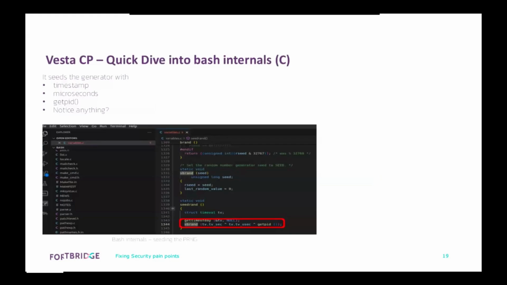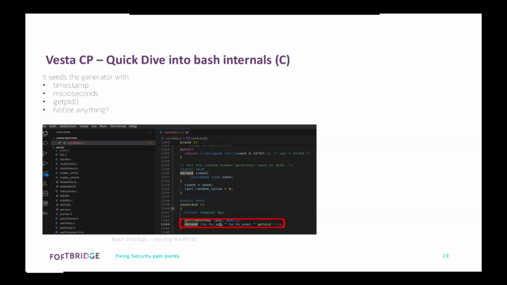So I'm like, okay, so far so good. The next question that I had was, I had to do a dive into bash internals, because the question was, okay, the generator is deterministic, but how is it actually seeded? So I downloaded the bash source code, I started looking through it, and I found this function called seedRand, which is used for seeding the random number generator. So if you look at this function, it calls get time of day, right? Okay.